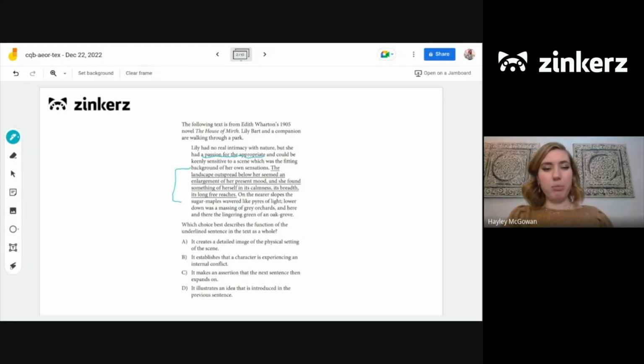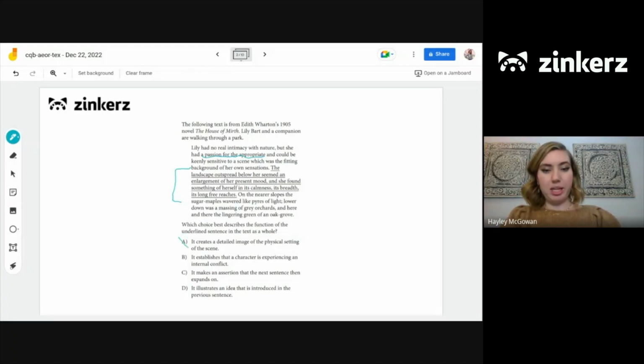But let's see our choices here. Again, process of elimination works best for these, so let's look at our choices. In thinking about the function of the underlined sentence in the whole text, A, it creates a detailed image of the physical setting of the scene. What do we think about this choice? For this one, she definitely is talking about the physical setting, but in terms of the purpose of these lines, it's not really creating a detailed image, because it's more talking about the feelings that she's feeling as opposed to any sort of image that we're supposed to see. So let's get rid of A.